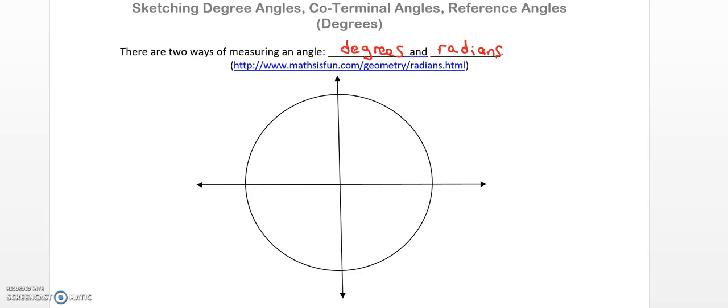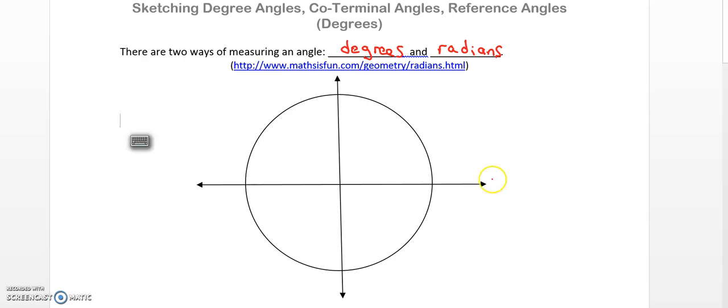Alright, today's video is on sketching degree angles, coterminal angles, and reference angles. So that's really our goals. There are two ways of measuring angles, and I've already put degrees and radians here, so go ahead and write that in. Degrees you're used to, you've seen those before. Radians we'll deal with in the next video.